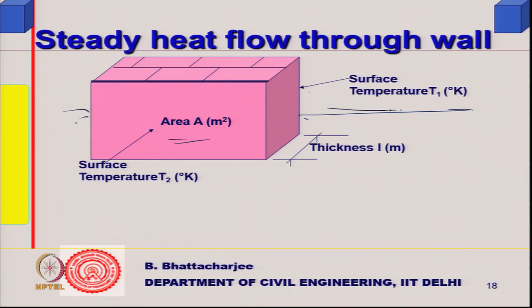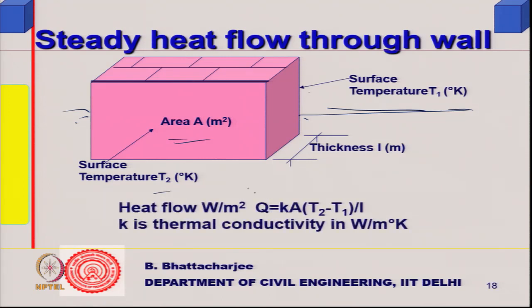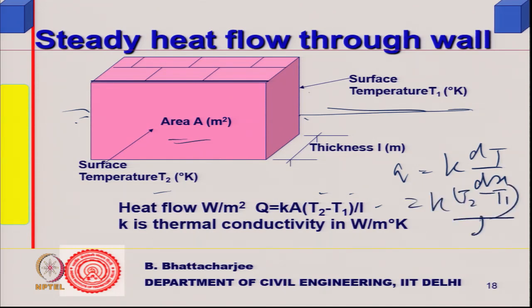This area is one meter square, this surface temperature is T1, this side is T2, and the heat flow per unit area, small q, will be k (T2 minus T1) by L. Remember we said q is equal to k dT/dx, and I can write it as k (T2 minus T1) divided by L, if L is the thickness. Multiplying by the area, the rate of heat flow, capital Q, is K A (T2 minus T1) divided by L.